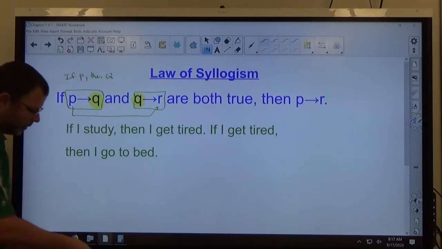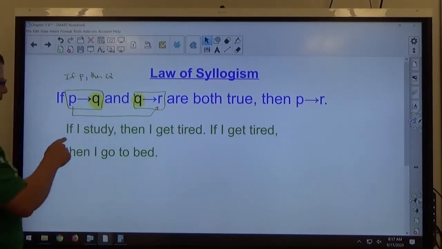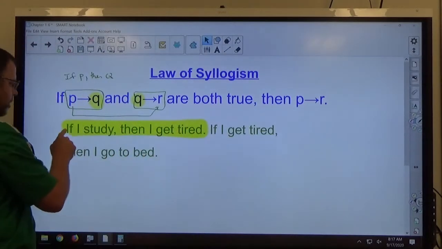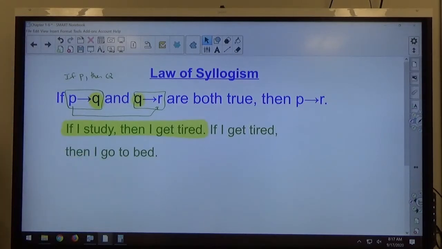Here's an example of the law of syllogism getting used. It says, if I study, then I get tired. So we have this conditional statement, which is probably true. Studying makes us tired because our brains are working, and it wears us out a little bit. That's why you should study before you go to bed. It makes you tired, you sleep well, and you're ready for the test the next day.